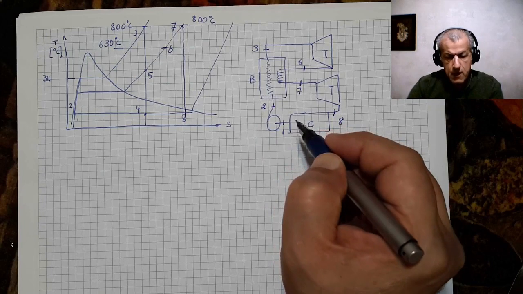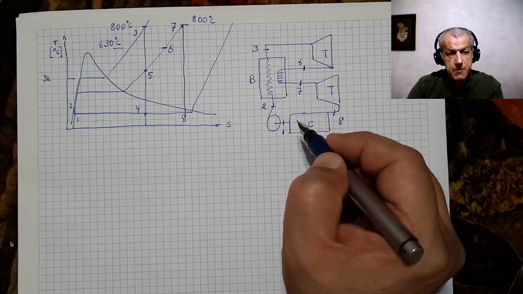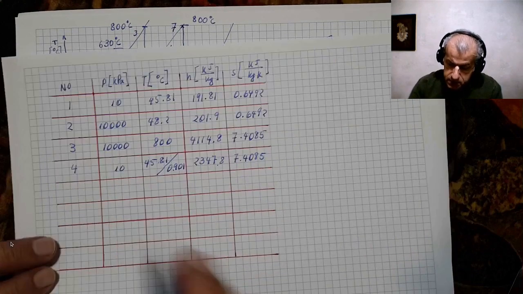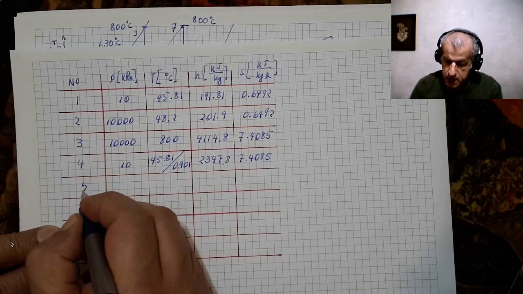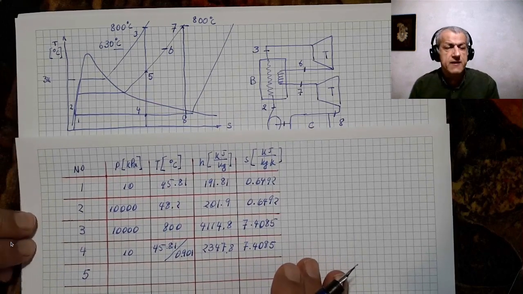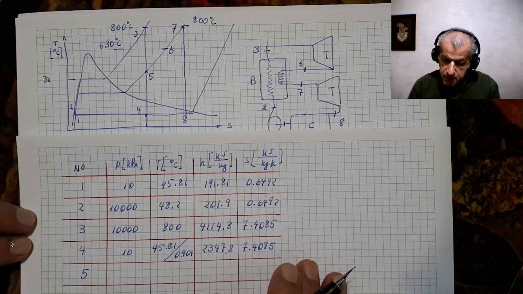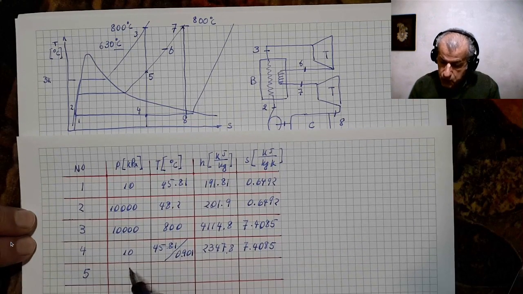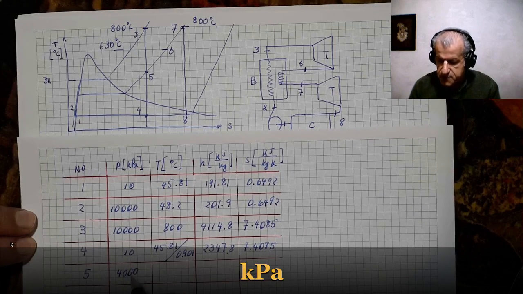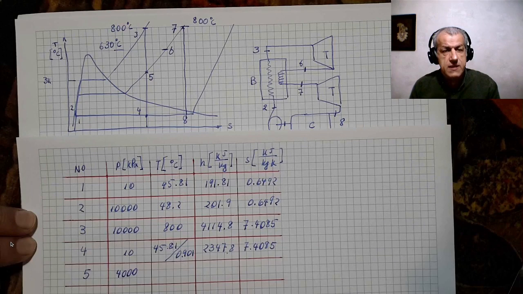Okay, now let's see which properties we have and which properties we don't have. For point 5, we don't have it certainly, but we don't know if it is any different from point 6 or not. We have to check that certainly. We know that the pressure is 4,000 kilopascal. The problem tells us that the intermediate pressure is 4,000 kilopascal.